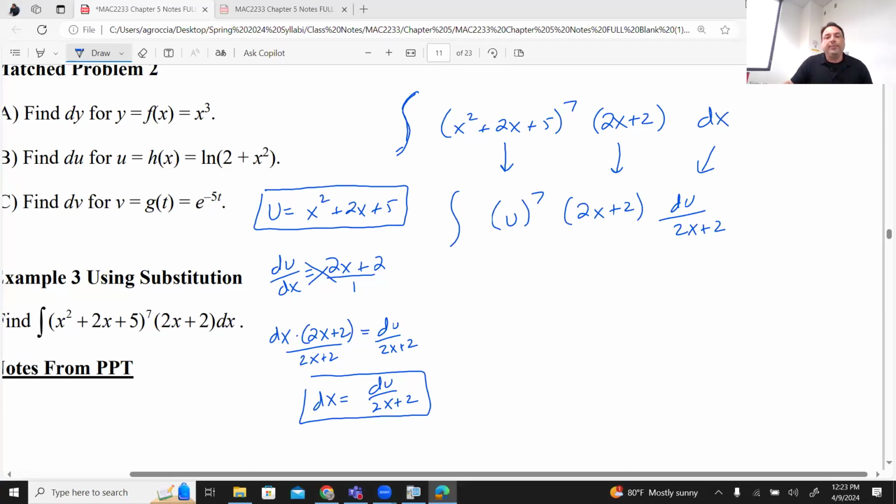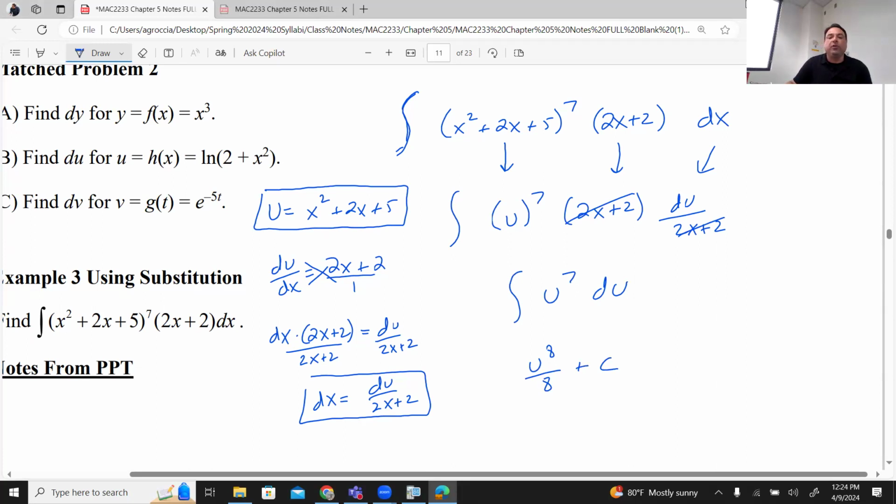So, notice we can simplify 2x plus 2 over 2x plus 2 is 1. We haven't taken the integral yet, but we're left with u to the 7 du. So what we did was, with u substitution, we're able to make something that was hard into something much simpler. But I haven't taken the integral yet. When you take the integral, this will be u to the 8 over 8. Don't forget the plus c.